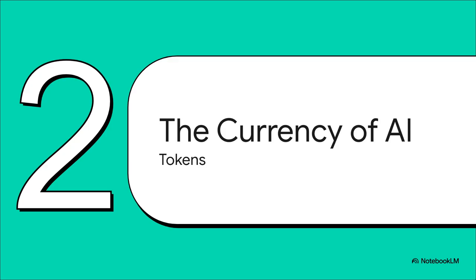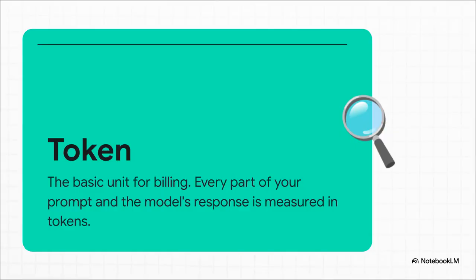Now, before we can talk about any of the actual numbers, we have to talk about the basic currency of pretty much all large language models. And that currency, my friends, is the token. So what in the world is a token? The easiest way to think about it is as a piece of a word. A pretty good rule of thumb is that 4 characters is about 1 token, or 100 tokens is about 75 words.